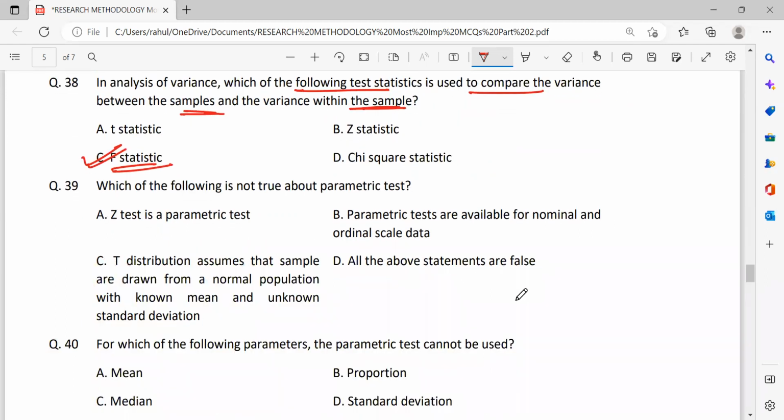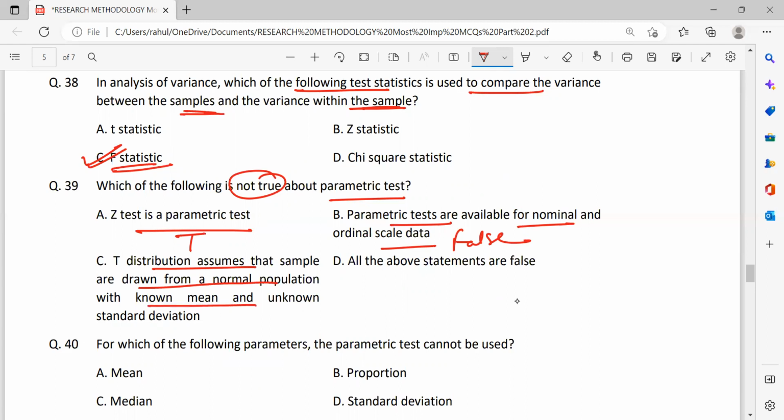Question number 39. Which of the following is not true about parametric test? Z test is a parametric test. True. Parametric tests are available for nominal and ordinal scale of data. It is not true. It is false. T distribution assumes that samples are drawn from a normal population, with known mean and unknown standard deviation. It is also true.